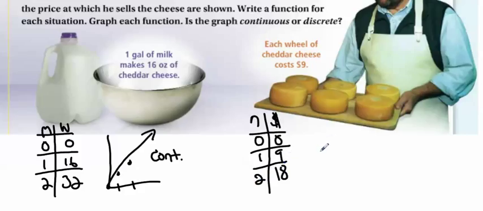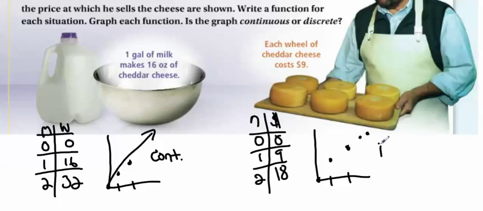Now, here's the thing: can I make a half a wheel of cheese? No, you really can't. But if you graph it, you got 0, 0 right here, and you got 1, 9, looks something like this, and then 2, 18 looks something like this. I can't connect these dots. Although it fits a linear pattern, it keeps going up and up. I can't make 1.5 wheels of cheese.